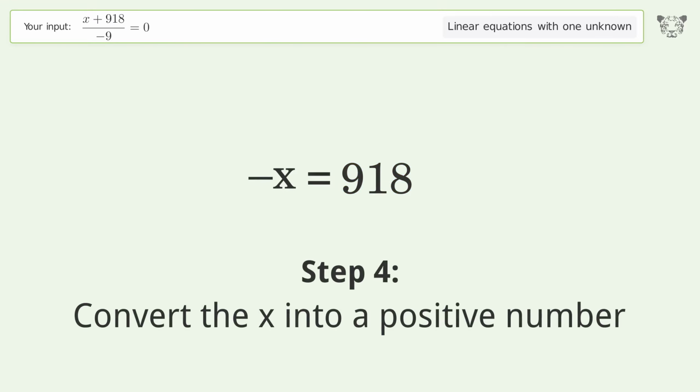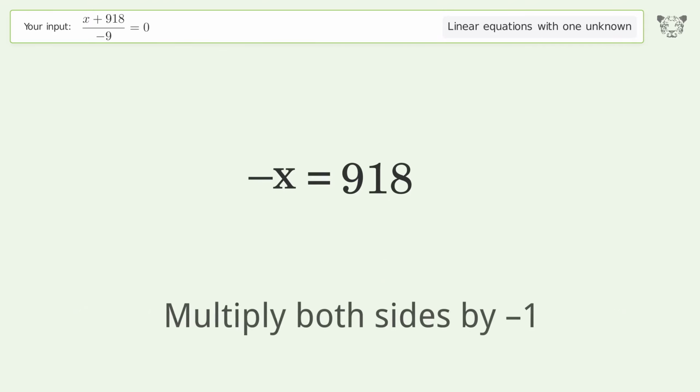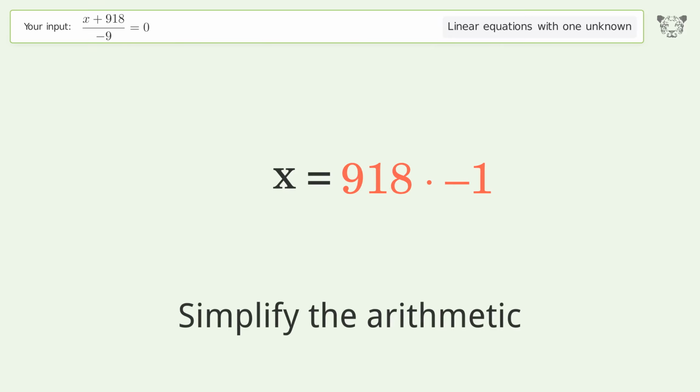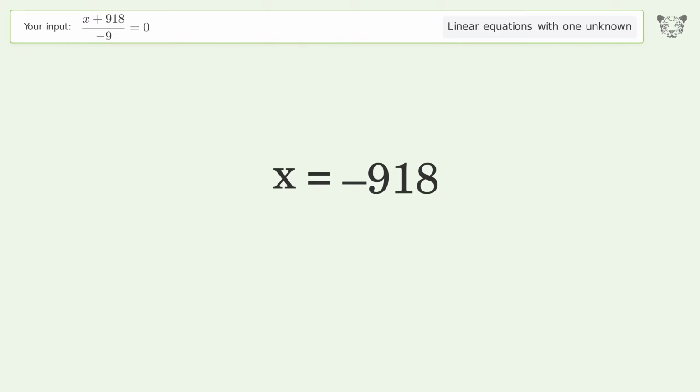Convert the x into a positive number. Multiply both sides by -1. Remove the ones. Simplify the arithmetic. And so the final result is x equals -918.